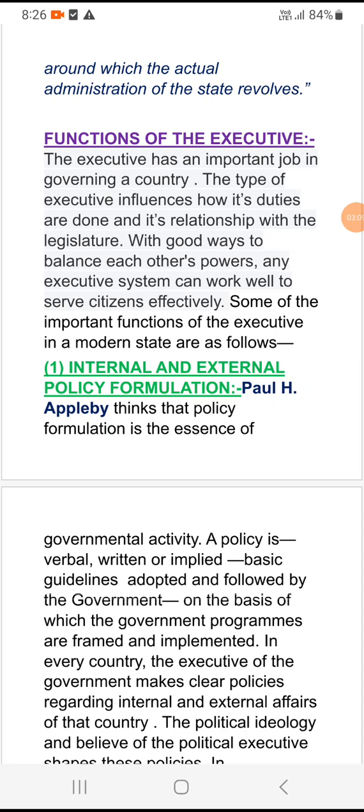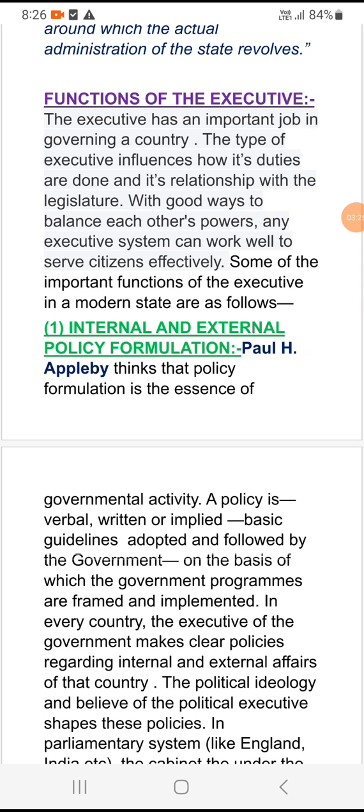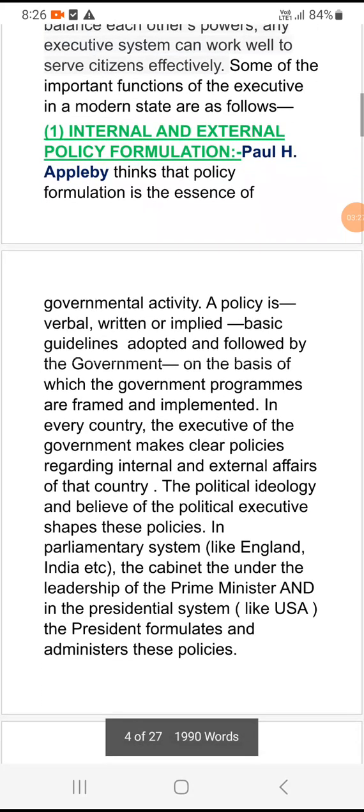With good ways to balance each other's powers, any executive system can work well to serve citizens effectively. Some of the important functions of the executive in a modern state are as follows. Number 1. Internal and external policy formulation.